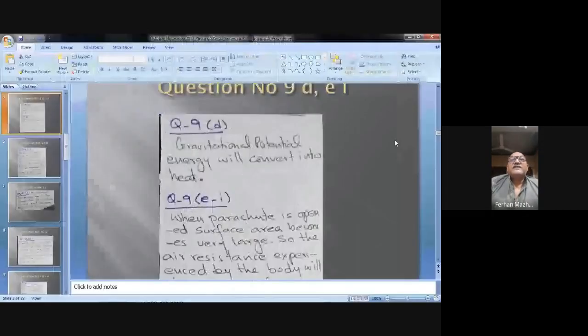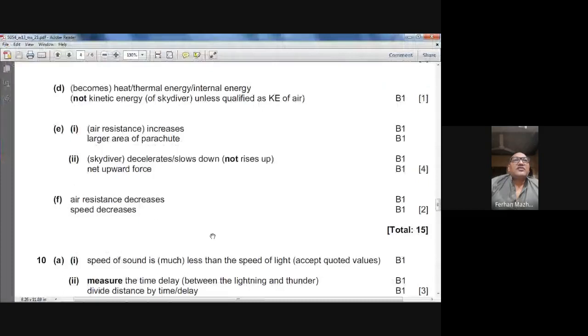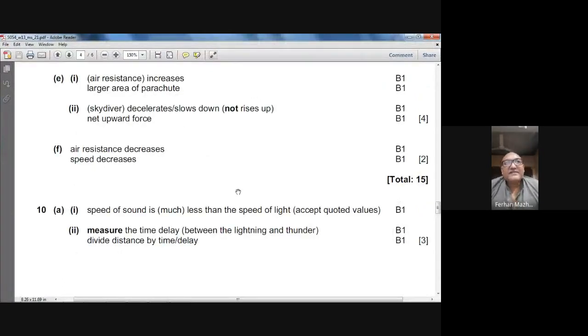I hope you have understood this, and let me check the marking scheme. For E first part, 1 mark is for saying that air resistance increases, and 1 mark is for telling that this happens because of the larger area of the parachute. For E second part, 1 mark is for saying the skydiver decelerates or slows down, and 1 mark is for telling that the net force is in the upward direction. I hope you have understood the answers and the description, and now that we have looked at the marking scheme too, I believe you will be able to write a very good answer which can secure you full marks.